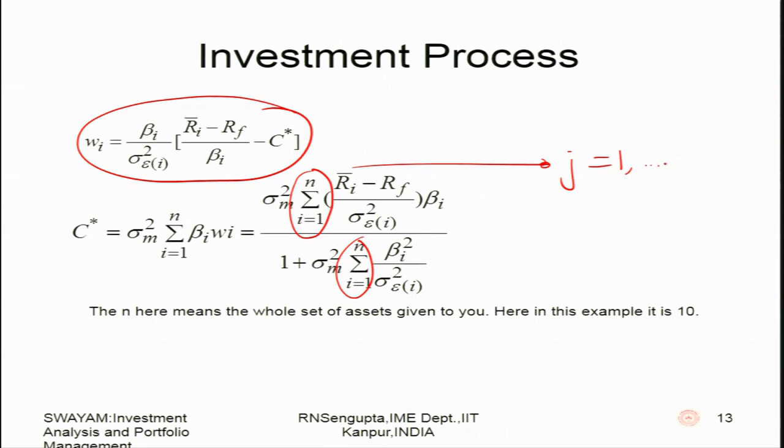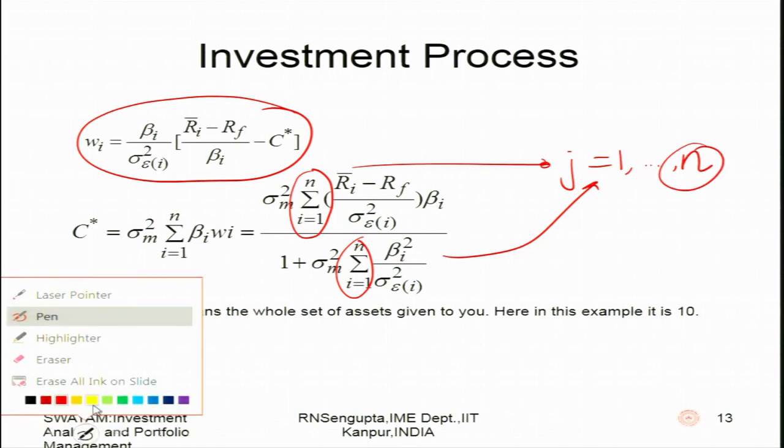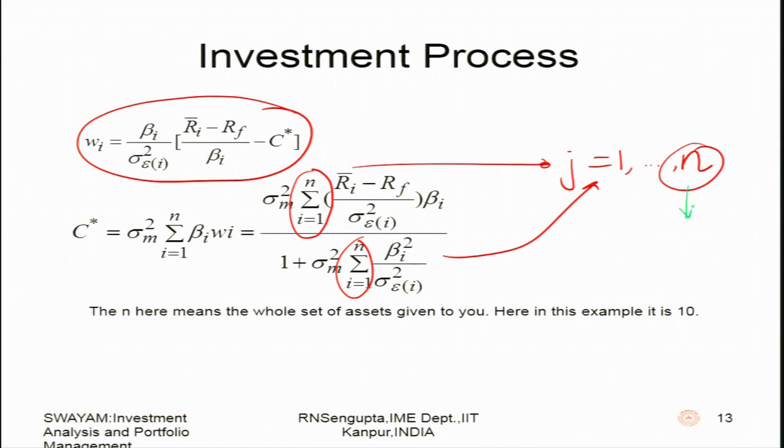To n, this is to n. That means it should be remembered that this n is not equal to I, as we have done in the case when short selling was not allowed. The n here means the whole set of assets given to you, hence in this example it is 10. In that case it changed, like I is equal to 1, 2, 3, 4, so on and so forth. Here n is fixed.